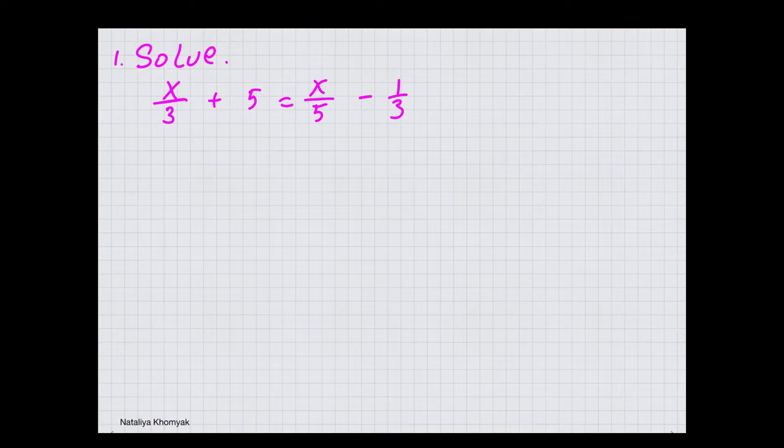So in the first example, we have 4 terms and we have 3 fractions. Denominators are 3, 5, and 3, so the least common denominator would be 15. So you want to multiply each term by 15. A whole number is out of 1.